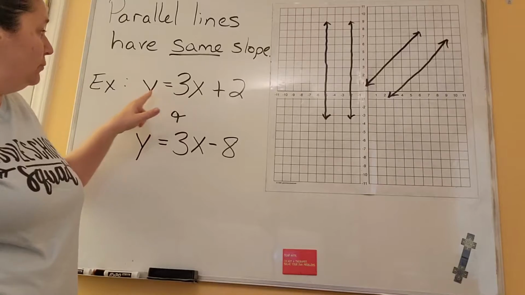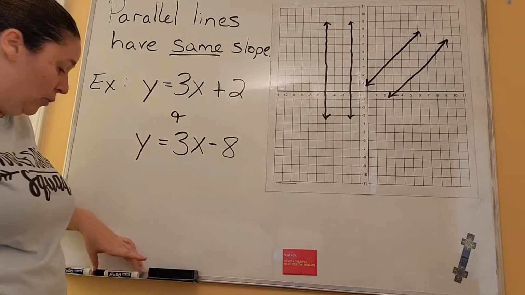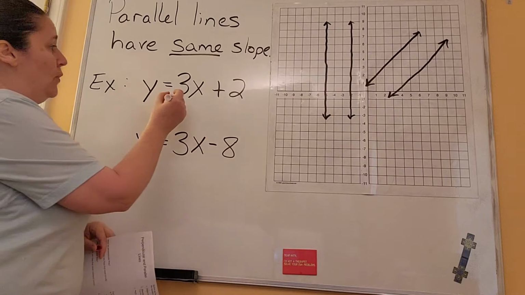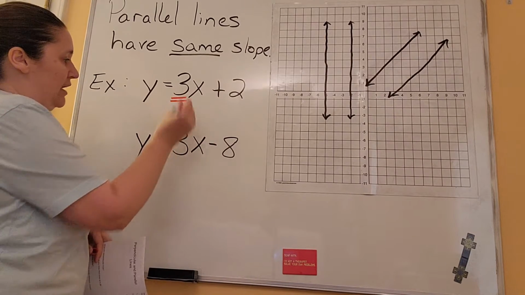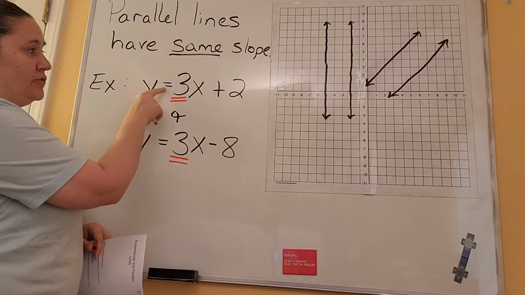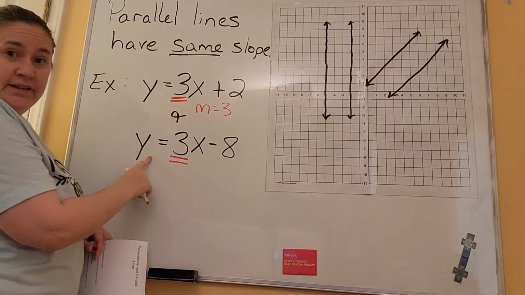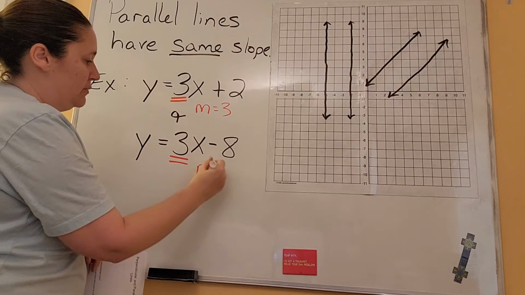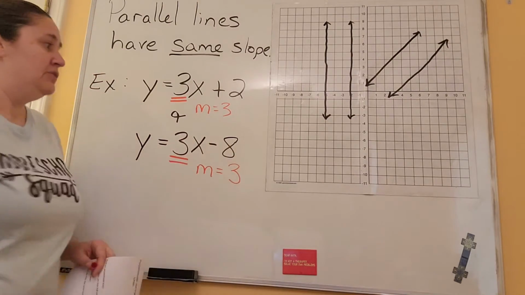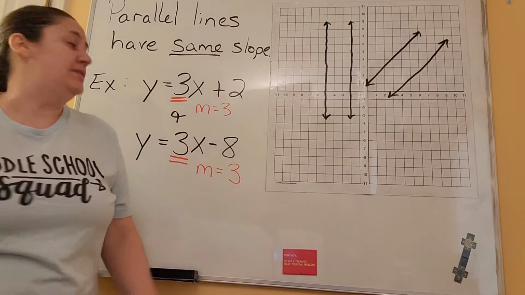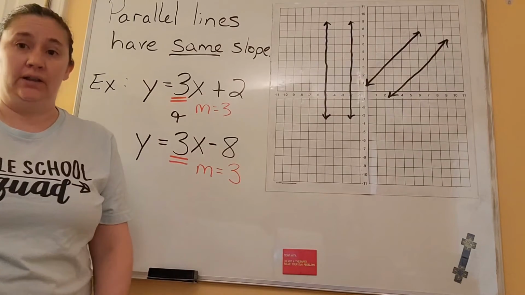Both of these lines are written in slope-intercept form. So we look at what's sitting in front of x, and that is the slope. For this line, the slope is 3. For this line, the slope is 3. These two lines have the same slope, so I can say that these two lines are parallel.